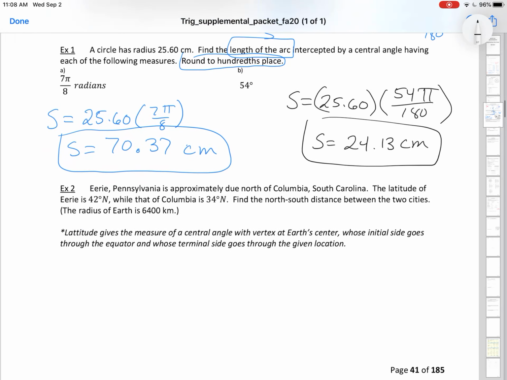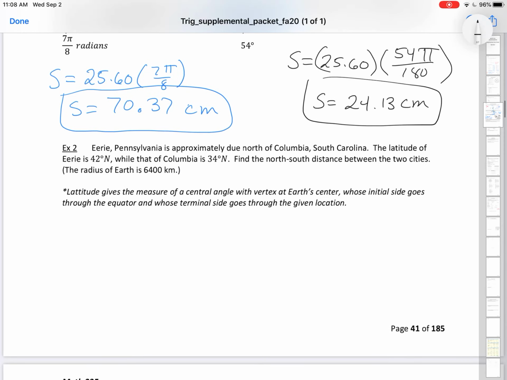Pretty nice. So we have some problems that just give you familiarity with the formula. And then they're going to require us to think, to look through some situations and be able to think through them. And so we have Erie, Pennsylvania is approximately due north of Columbia, South Carolina. The latitude of Erie is 42 degrees north, while that of Columbia is 34 degrees north. Find the north-south distance between the two cities.